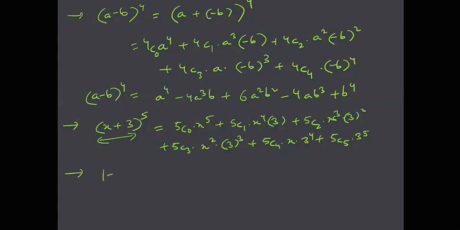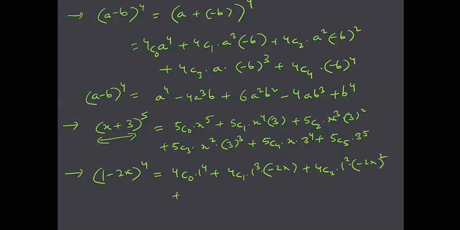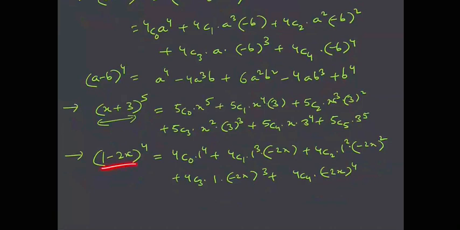Suppose I ask you to expand (1 - 2x) whole power 4. Then it is nothing but 4c0 into 1 power 4, plus 4c1 into 1 cube into (-2x), plus 4c2 into 1 square into (-2x) whole square, plus 4c3 into 1 into (-2x) whole cube, plus 4c4 into 1 power 0 into (-2x) whole power 4. So this is how you can expand (1 - 2x) whole power 4.